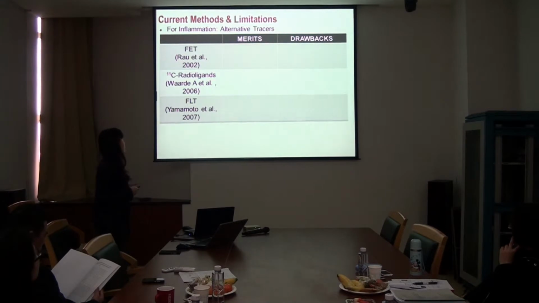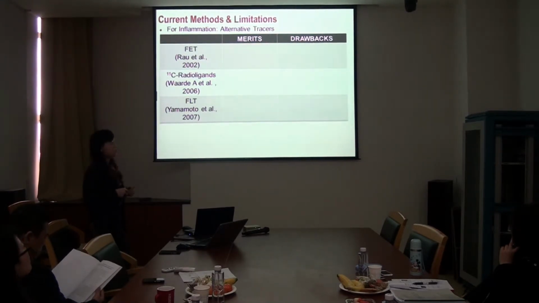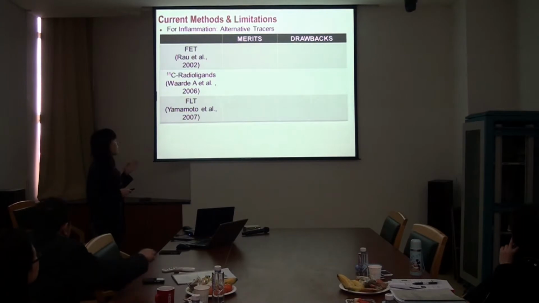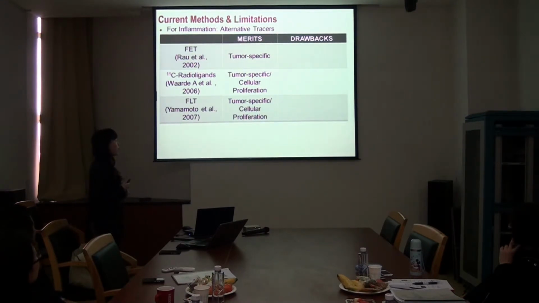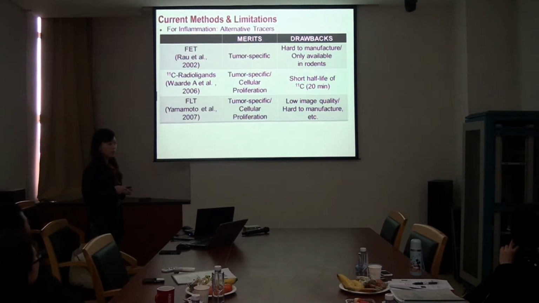There are some current methods to prevent the false positive results. For inflammation, alternative tracers such as FET, radioligands, and FLT are not only tumor-specific, but also have a biomarker for cell proliferation. But FET is not easy to manufacture, and it's only available in rodents instead of humans. And radioligands have huge limitations due to the half-life of carbon-11, because it only has 20 minutes. And for FLT, it's also hard to manufacture, not to mention its low image quality.